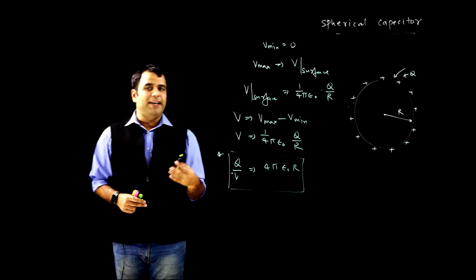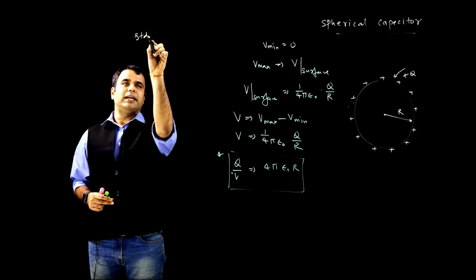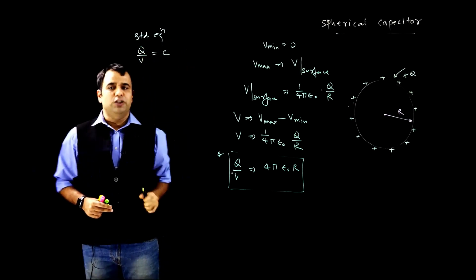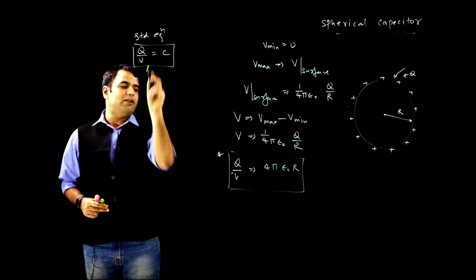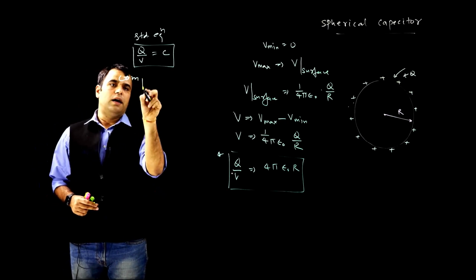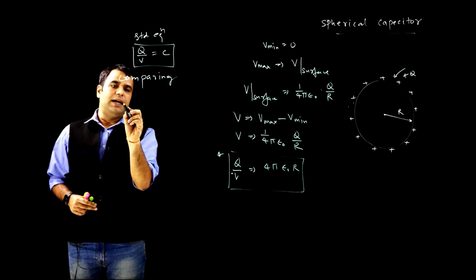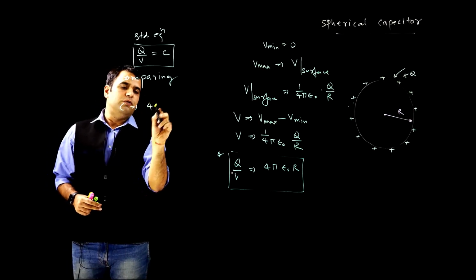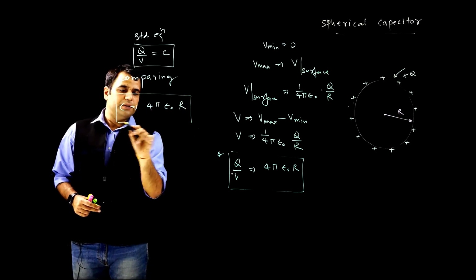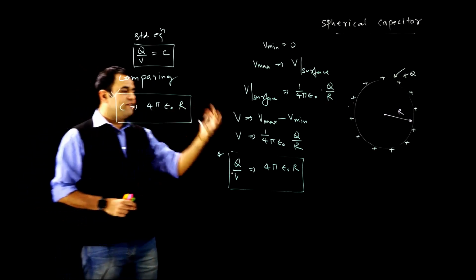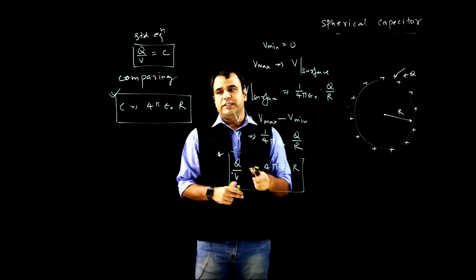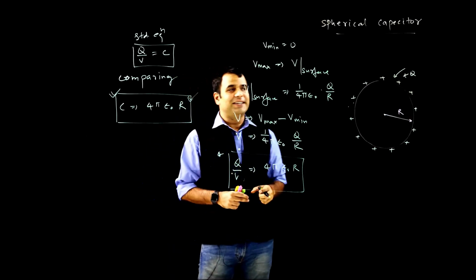Now we have a standard equation for capacitance. The standard equation is Q by V equals C. If you compare the standard equation with the equation we got in this case, we get capacitance equal to 4 pi epsilon naught times R. So this is the capacitance for a spherical shell or a spherical solid conducting body, obviously. This is the capacitance formula that one can memorize. Okay. Thank you.